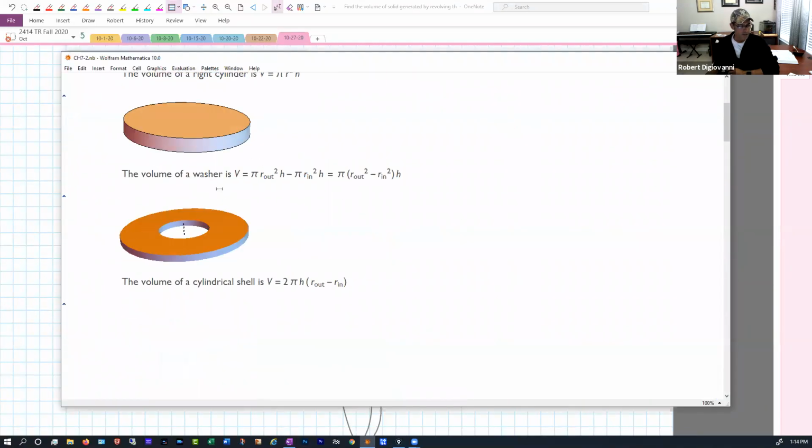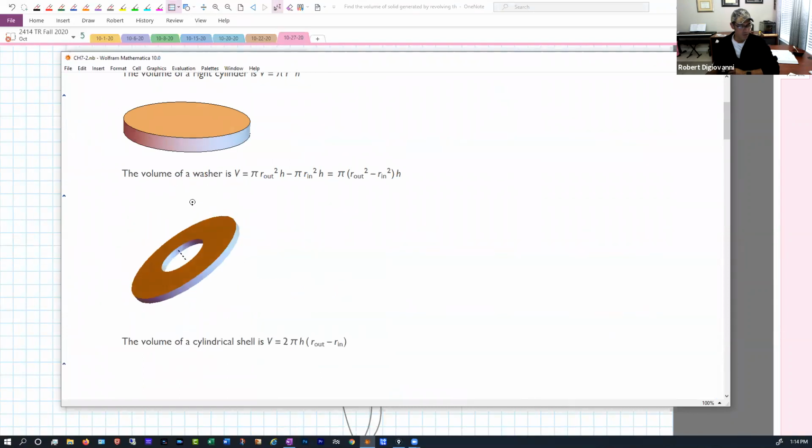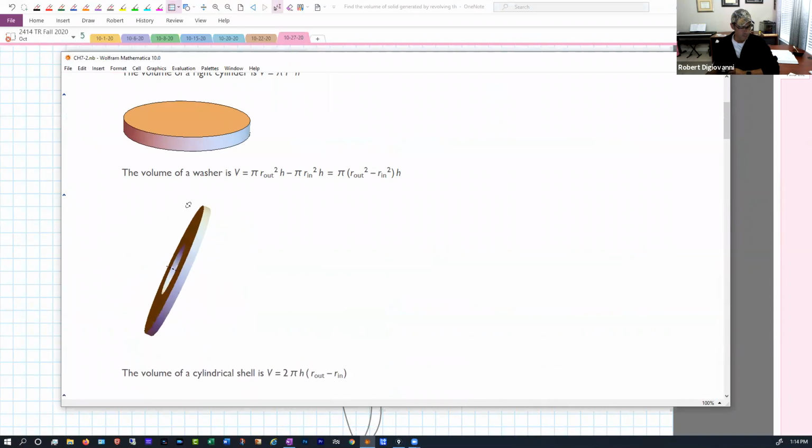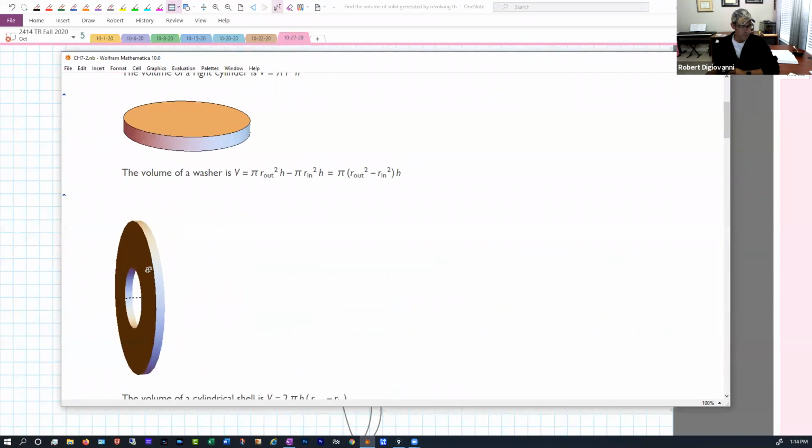When we were looking at the volume of a washer, right? When we were looking at this washer, stop it. And it does not want to cooperate. When we were looking at the volume of this washer, it's the volume of a cylinder, and then you take out the volume of the other cylinder, and we came up with this formula right here. And that's what we're basing everything on, right?